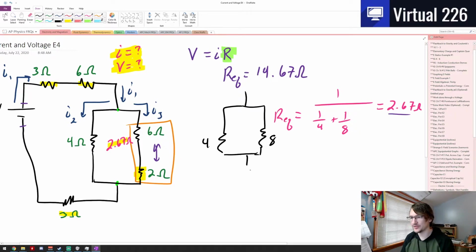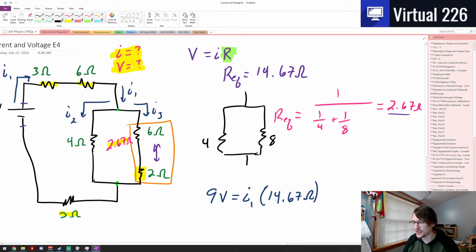With this equivalent resistance now, let's figure out the current in the circuit. So to do this, I use Ohm's law. So I've got 9 volts, that's the whole circuit, equals the current in the circuit, we call that I1, multiplied by the total resistance in the total circuit, which we just found was 14.67 ohms. Do a little bit of division here. I divide the 14.7 on each side.